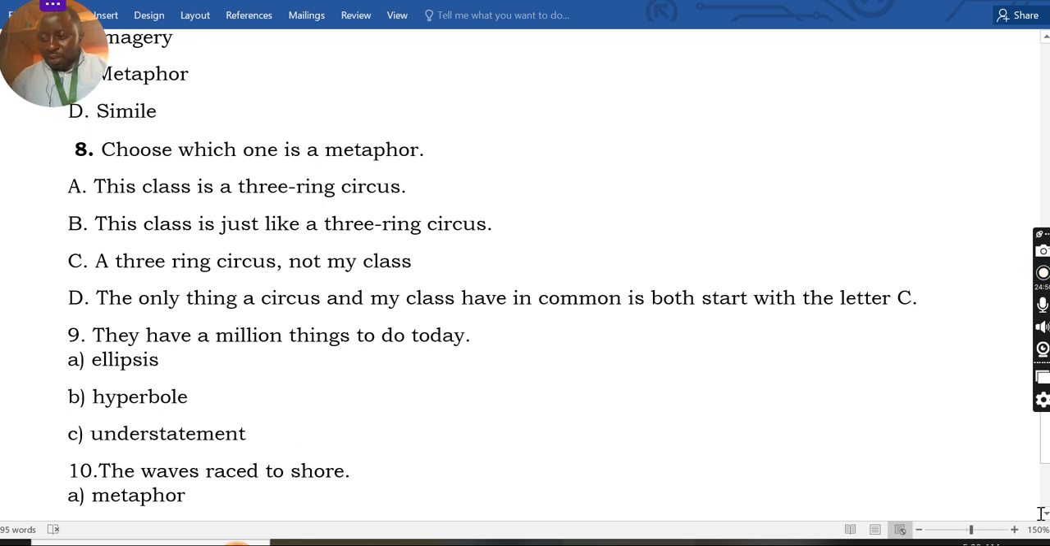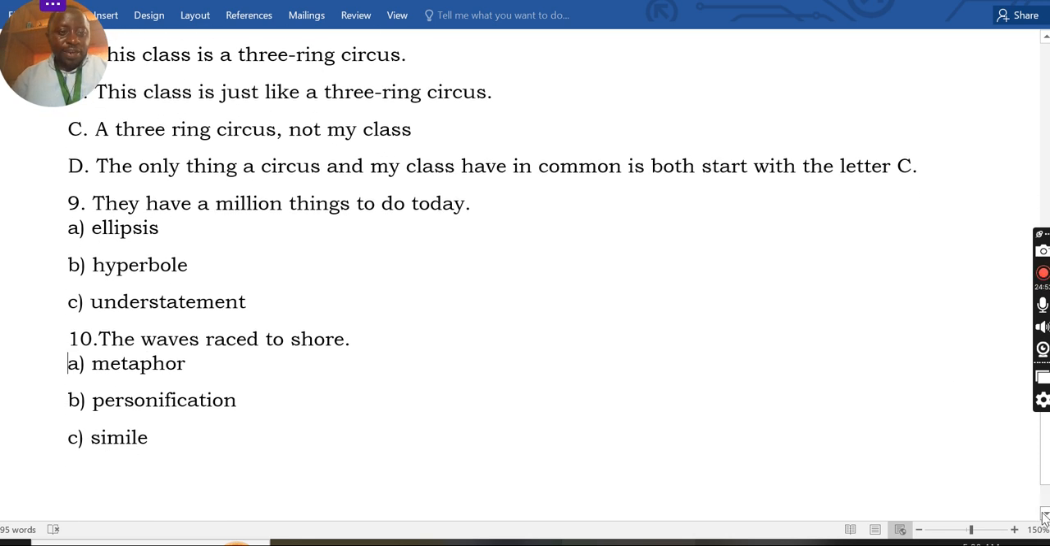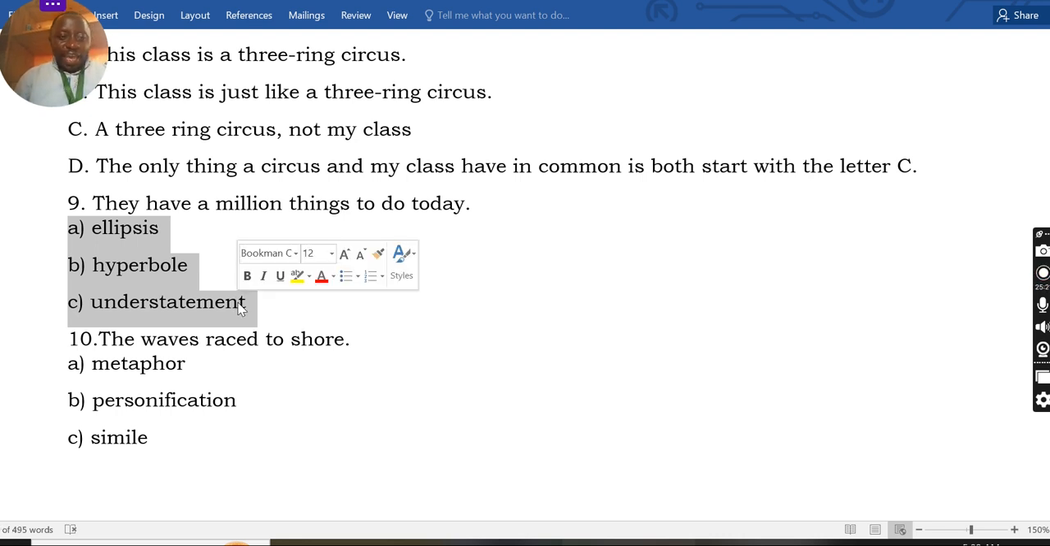Number 9 says, dear student, they have a million things to do today. But if you read here now, we have three alternatives. You can see we have A, we have B, then we have C. Now, they have a million things to do today. So is it A, ellipsis? Is it B, hyperbole? Is it C, understatement?